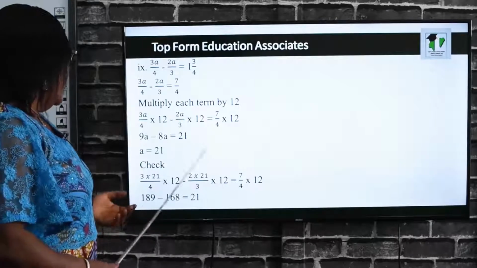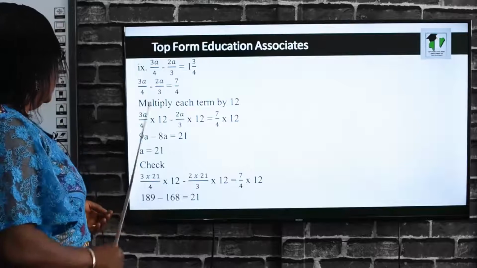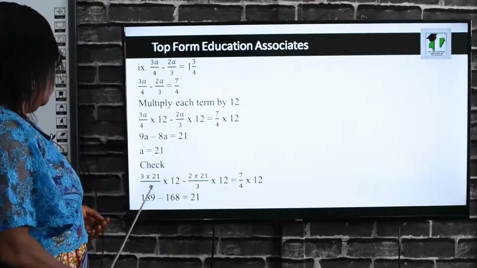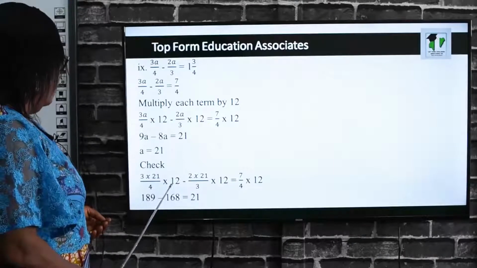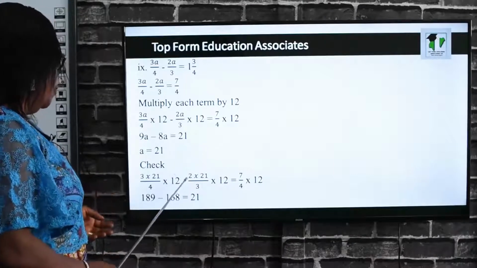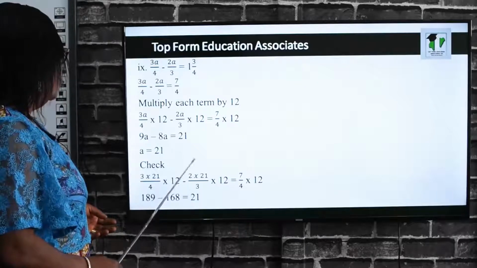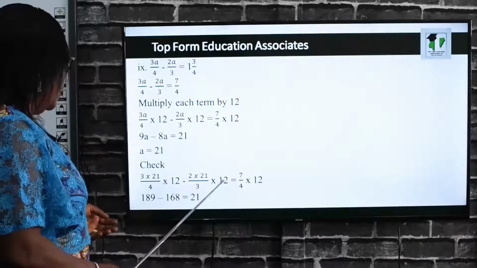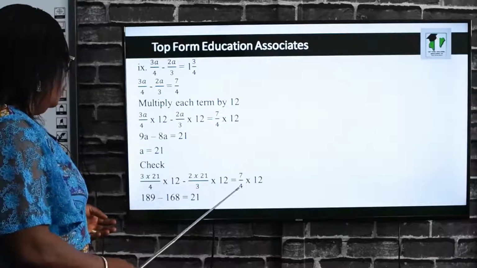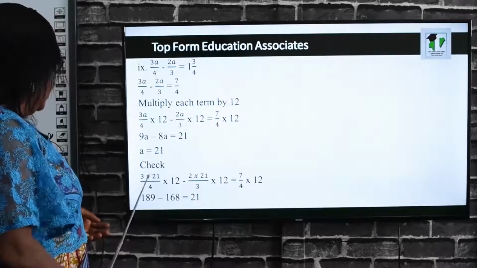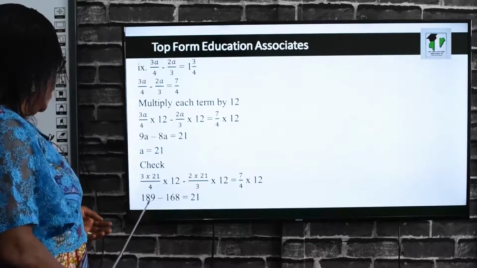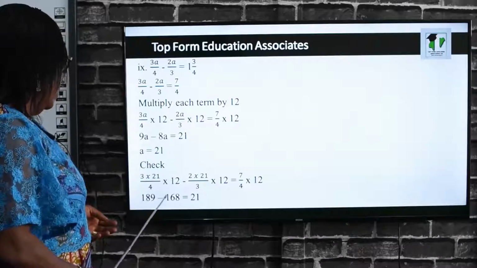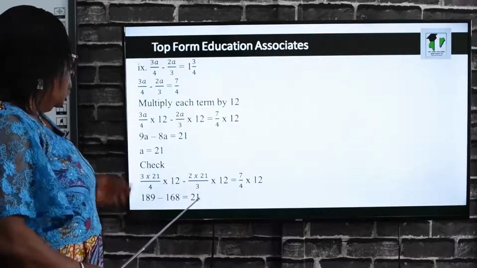Substitute a equals 21 in the equation. 3a will now be 3 times 21 over 4 times 12 to clear the fraction, minus 2 times 21, that's 2a over 3 times 12 to clear the fractions, is equal to 7 over 4 times 12. When you work this out, you have 189. Work this out, you have 168. 189 minus 168 is 21.